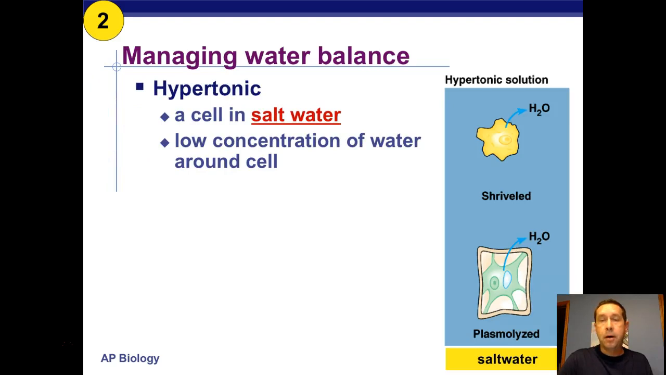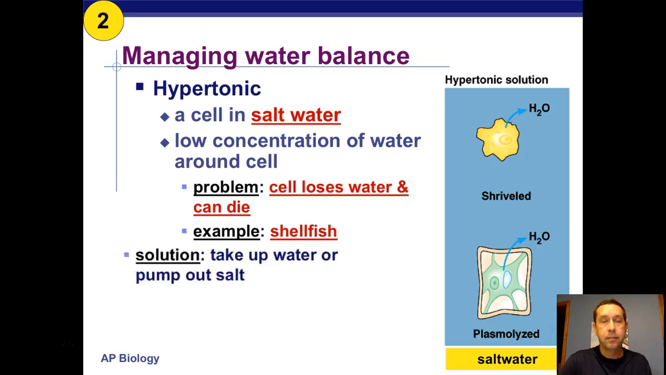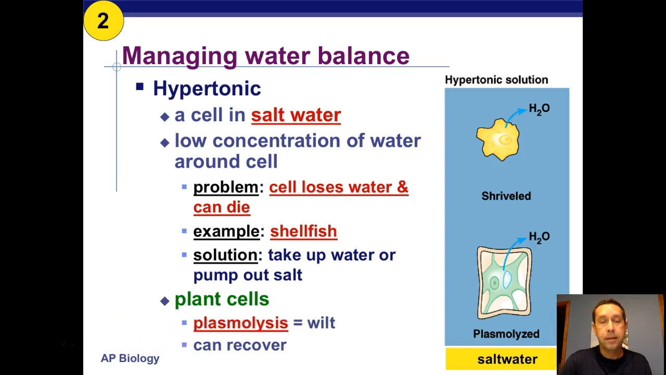Put a cell in salt water, no matter if it's a plant or an animal cell, in most cases, unless it's specifically adapted to those environments, it's going to shrivel up and shrink. So they have to constantly take in water, and so fish that live in salt water don't pee very often at all. Plant cells will wilt. They can recover if it doesn't get too bad.